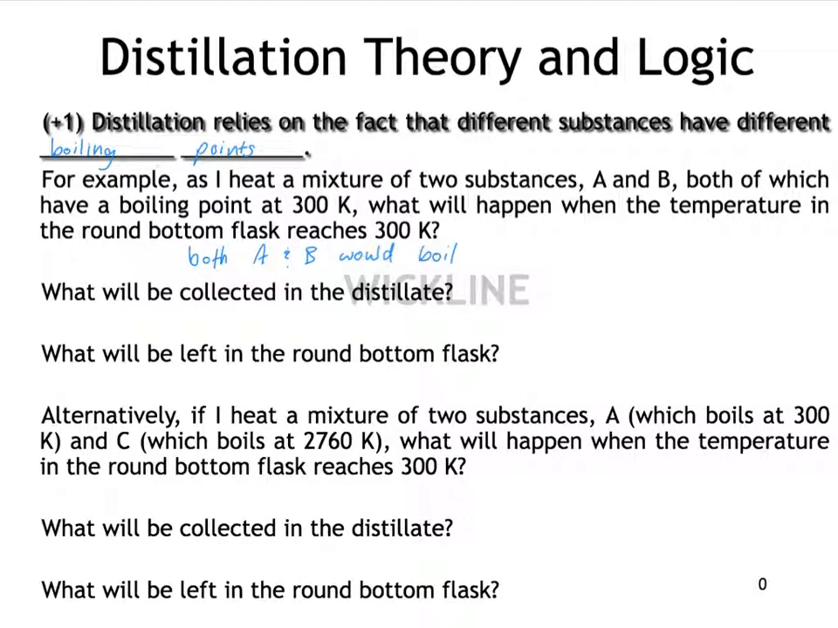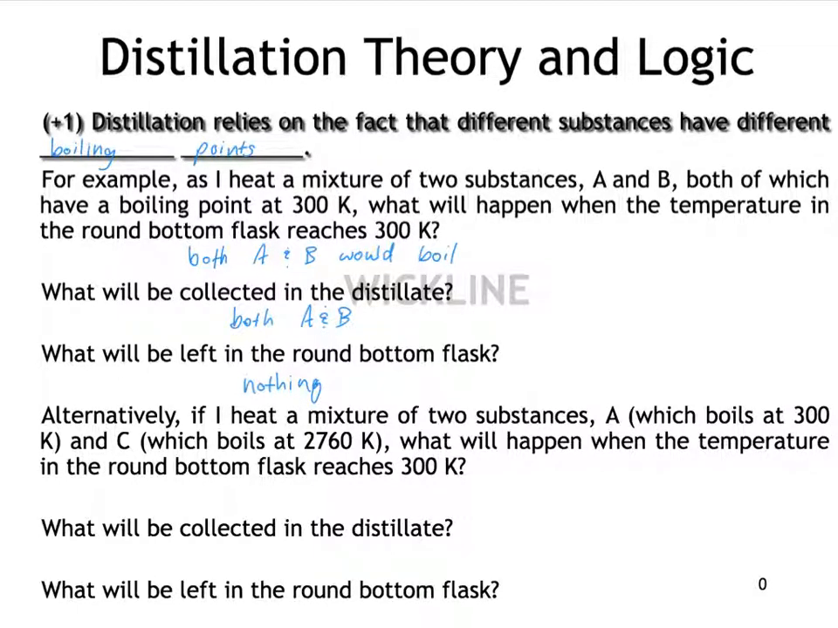Then they would both reach the condensing tube at the same time, and they would both condense back into a liquid together, and what you would collect in the distillate is both A and B. In the round bottom flask, you wouldn't have anything left. And so you would have done a very poor job of separating the mixture of substances A and B.